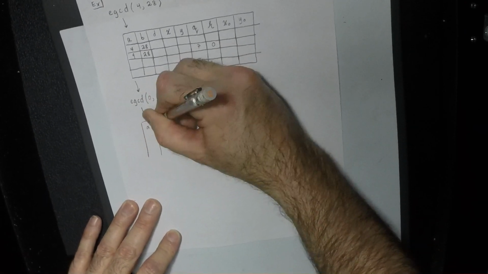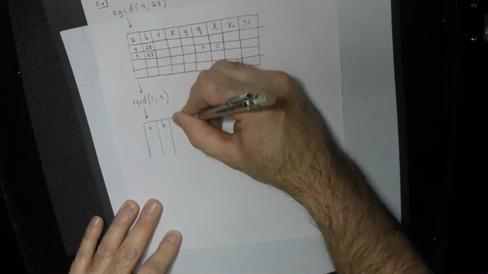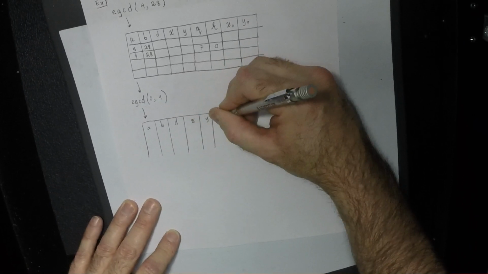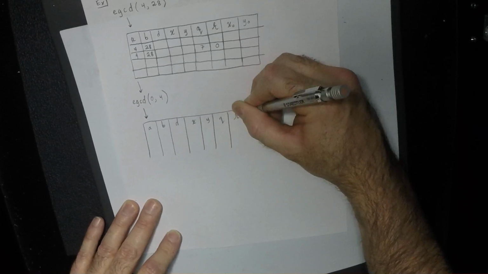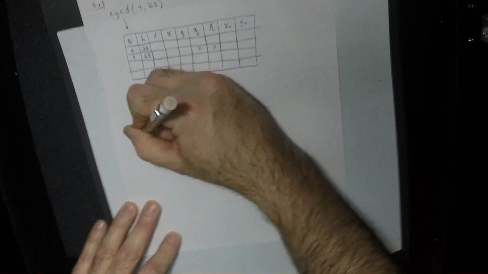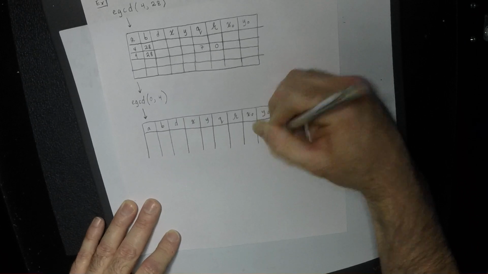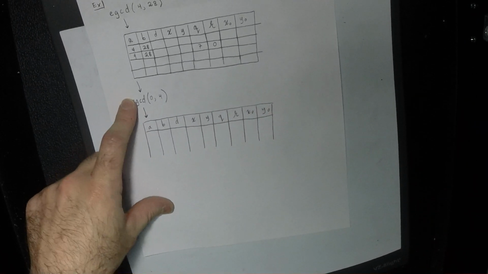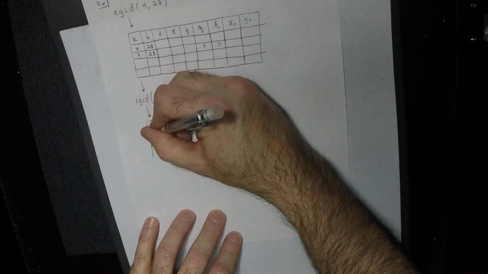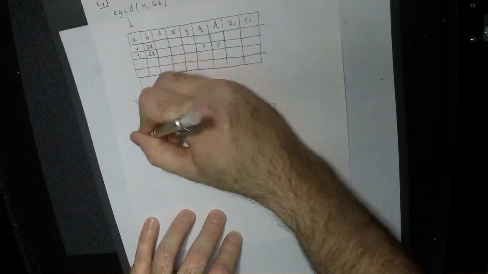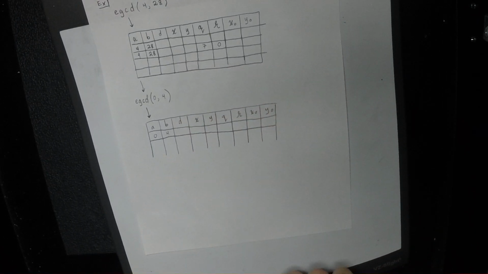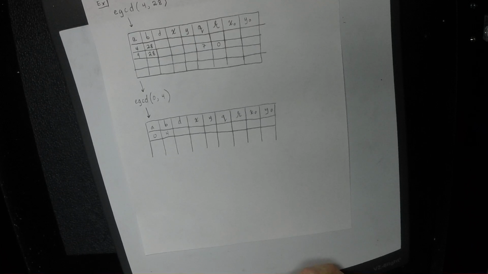A, B, D, X, Y, Q, R, X0, Y0. At the present time, for EGCD of 0 and 4, what is known? Right. A is 0 and B is 4. So those are the two inputs. Now, which clause will we end up evaluating? The second clause, right?